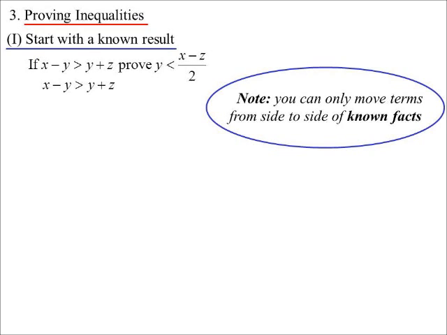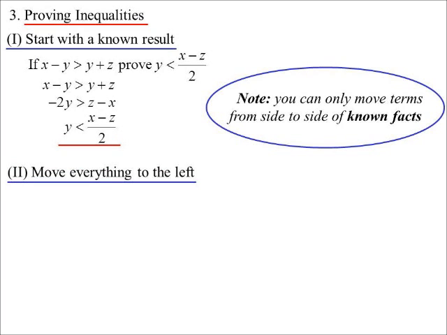It was given to me, so I can move things here. I can say minus 2y must always be greater than z minus x, and there you go, it falls out quite nicely. I'll divide by negative 2 and I get y is less than (x minus z) on 2. So I started with something I know to be true and just manipulated that result and proved, well, if that's true, then this has got to be true.